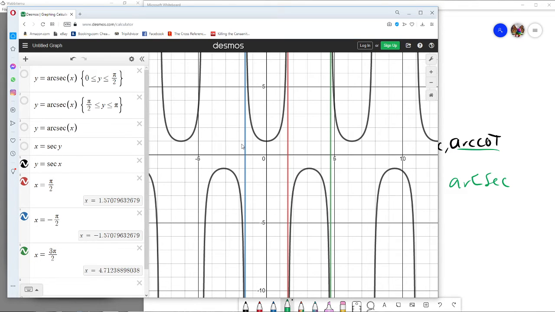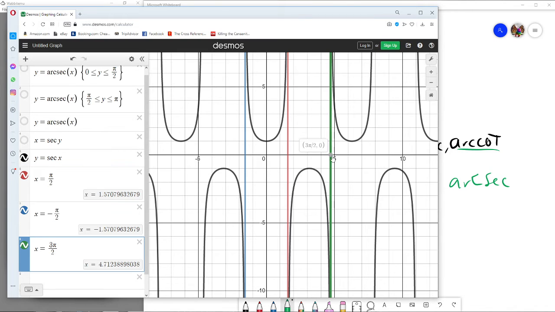We've got three asymptotes here. Secant has an infinite number of asymptotes at pi over 2 plus n pi, where n is an integer. If we add 1 pi to pi over 2, we get 3 pi over 2. If we add another pi, we get 5 pi over 2. If we subtract a pi, that brings us to negative pi over 2. You can add or subtract as many integer amounts of pi as you like, and you get those asymptotes.